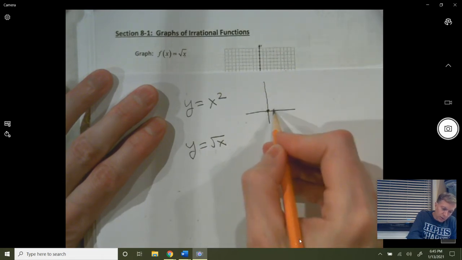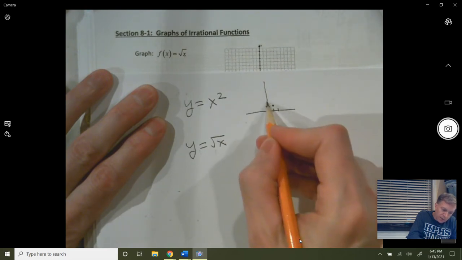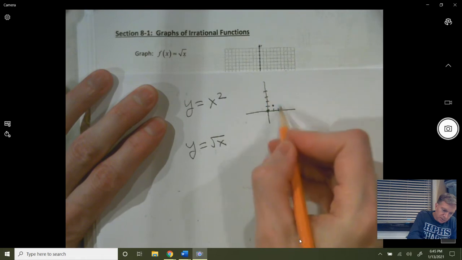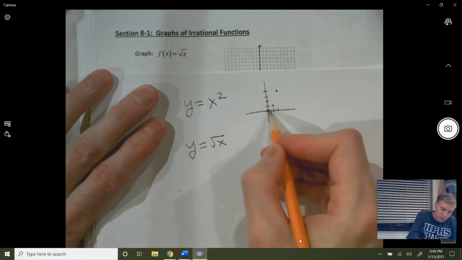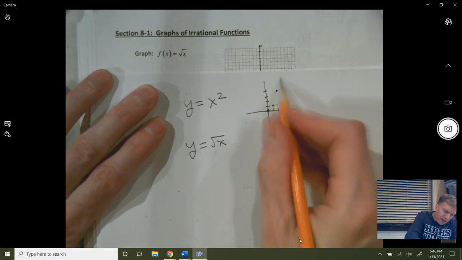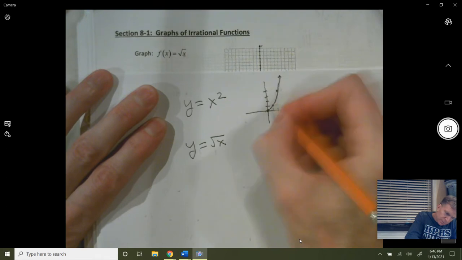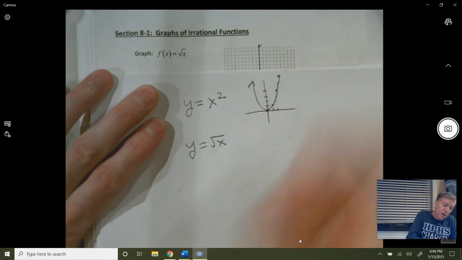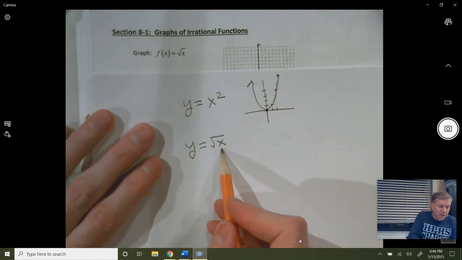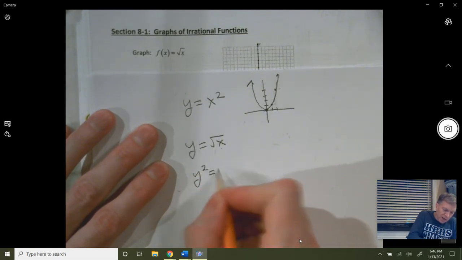We go over 1, up 1. From there, we could go over 1, up 3. Get to 2, 4. That was that pattern of over 1, up 1, over 1, up 3, over 1, up 5. You would get your parabola. Okay, y equals rad x is very similar. Now, if we squared both sides, we get y squared equals x.